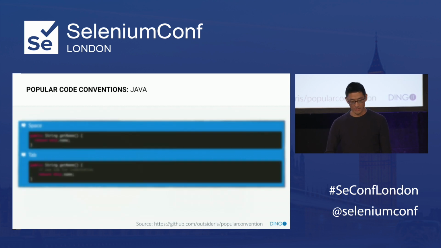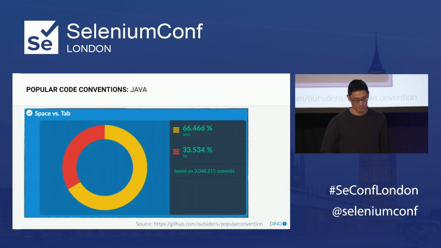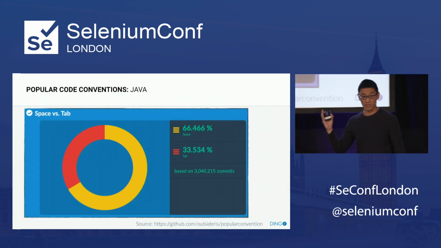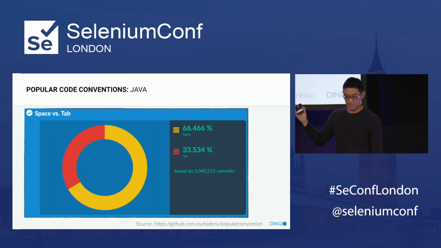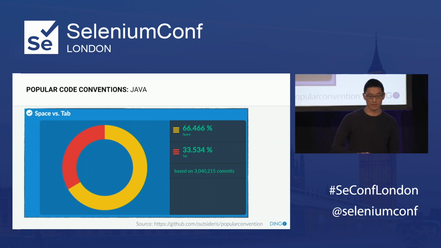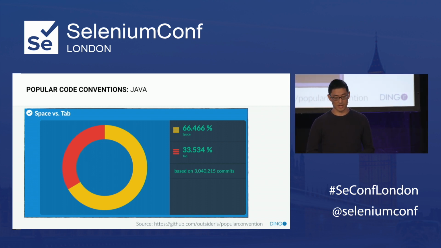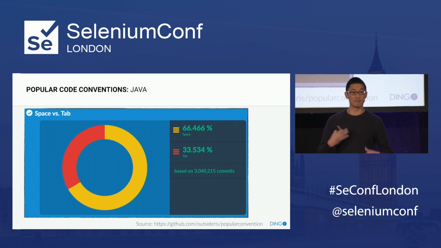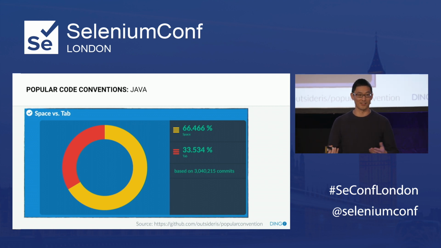All right. So if you look at some stats, this is based on 3 million commits on GitHub. This is Java. So you see a 66% preference for the space over the tab. It gives some insight of what people are committing. Not right or wrong, but it gives some insight.